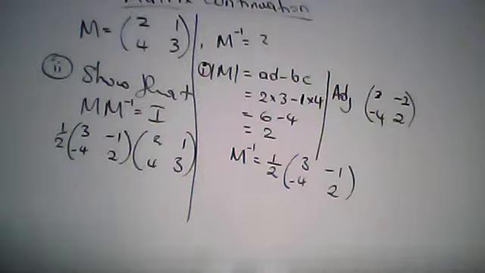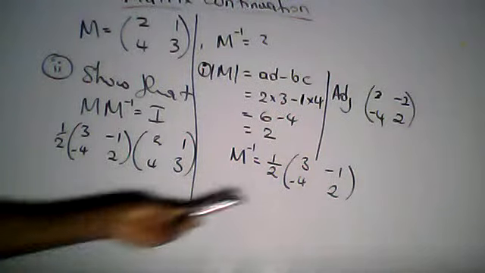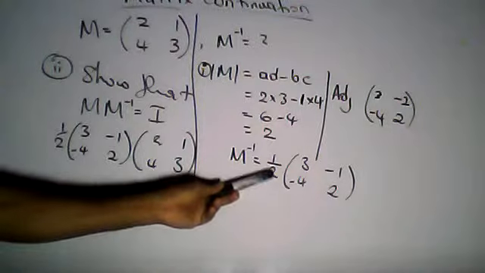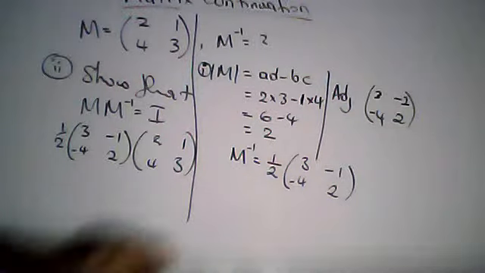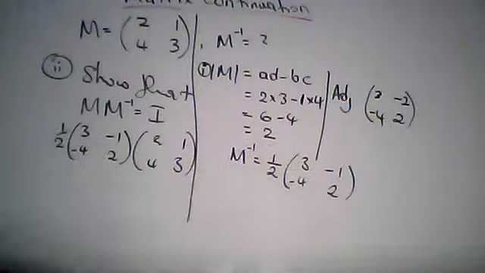You just leave the M inverse like that, because they didn't say to solve, they just said to show. You cannot solve this. The only thing that can be done here is to distribute the half times each element in the matrix. If we leave it like that in the exam, that would be okay. That's the inverse. The inverse of a matrix is equal to 1 over the determinant multiplied by its adjoint.